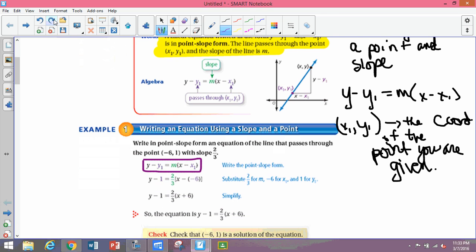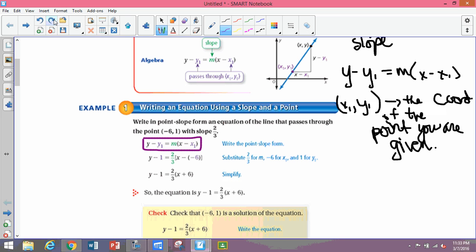So here's an example. If I have you write down the formula essentially, y minus y1 equals slope times x minus x1. And then you are going to take the point that you're given, which is the negative 6, 1 here. The negative 6, 1, and you're going to use those values and plunk it into this formula. So the negative 6 goes here in the x1, and the 1 goes here in the y1. And then your slope that they give you goes right here in m.